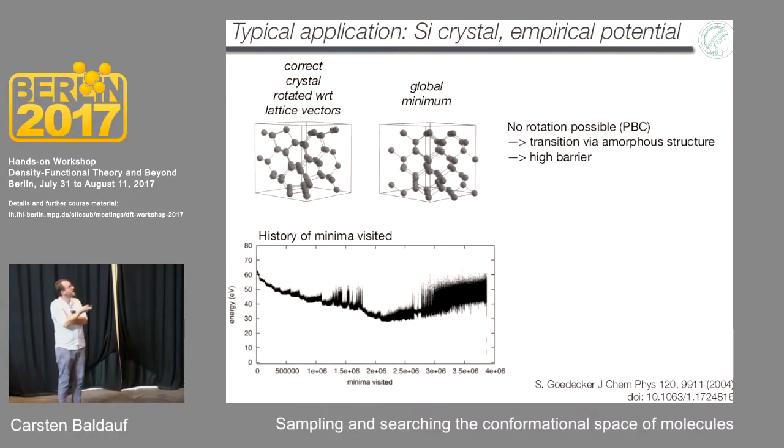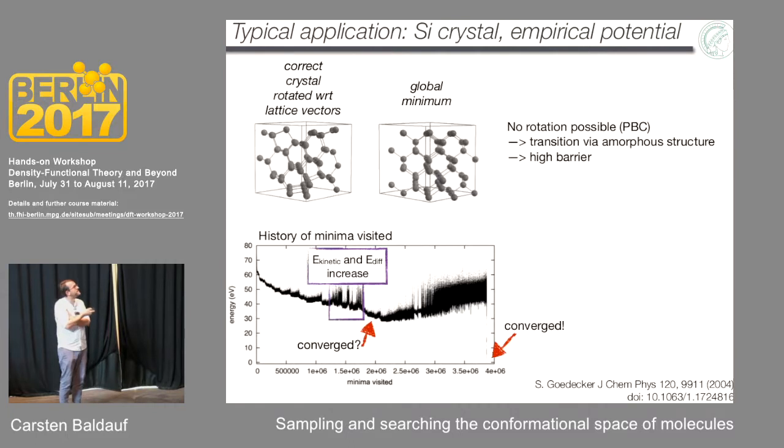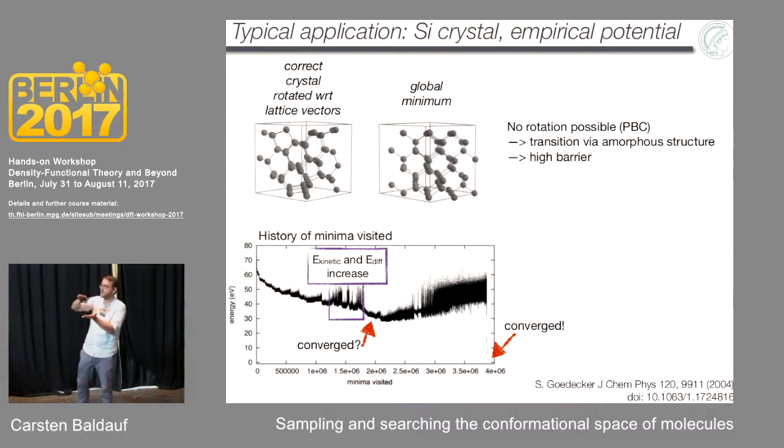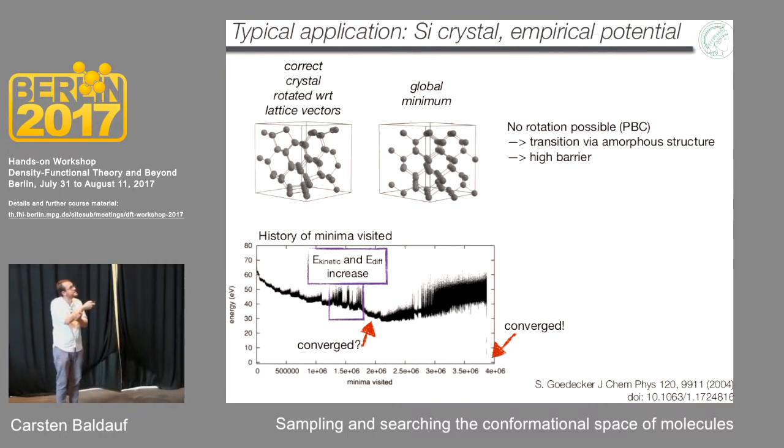As you see here, this is a plot about the progress of such a minima hopping optimization of such a silicon crystal. And you see, for example, that there are these wild jumps in the energies. This is the point where the algorithm increases the kinetic energy in this escape MD part. And also where you increase this EDIF, so this acceptance of higher energy structures. And only after fairly long simulations do we end up here in a converged point.